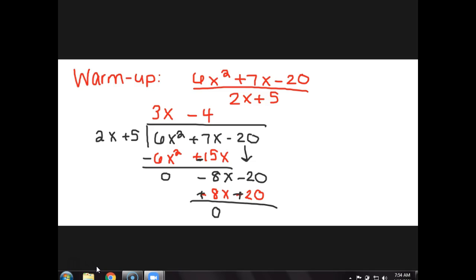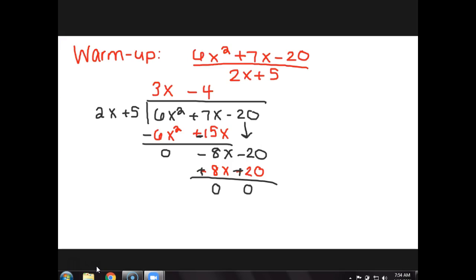Now I also get 0 on the second part of this term. So if I get 0 at the beginning and 0 at the end, then I am super happy, because what that means is 2x plus 5 is in fact a factor of 6x squared plus 7x minus 20, and I have no remainder. And the answer is equal to 3x minus 4.